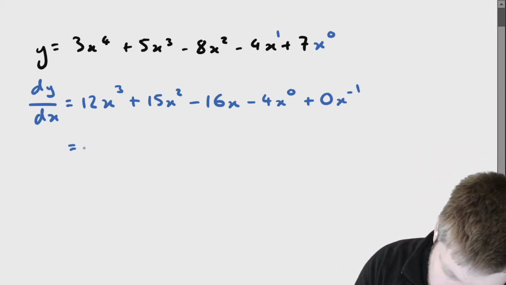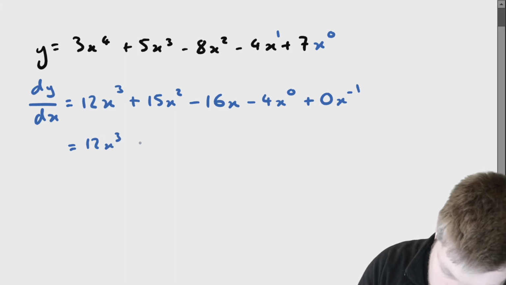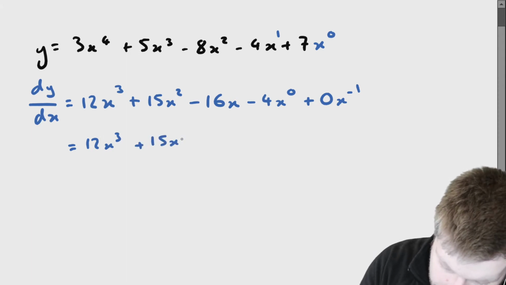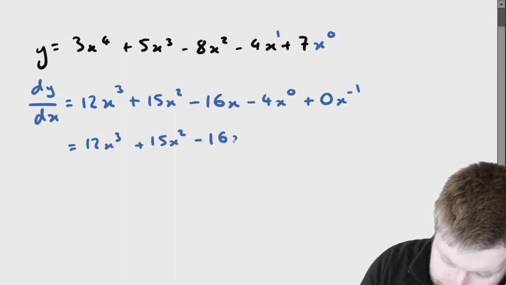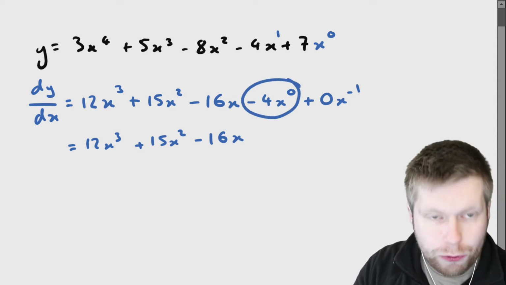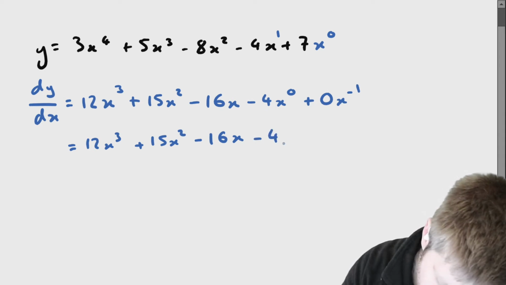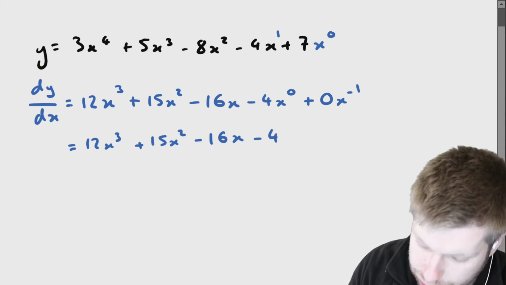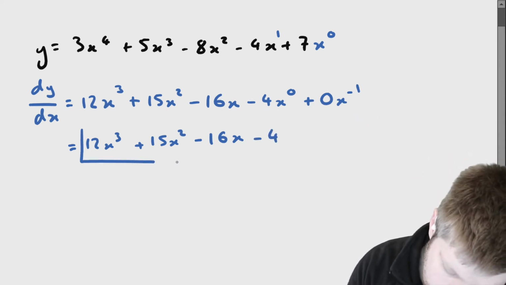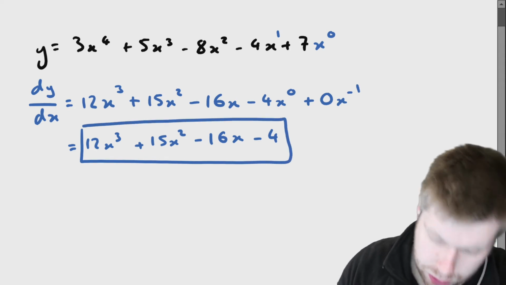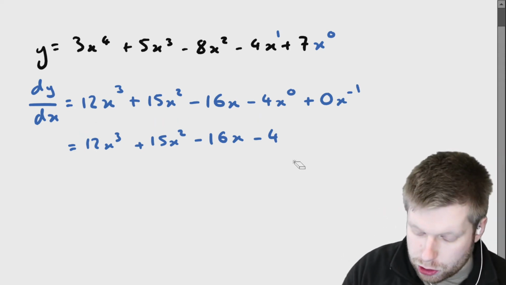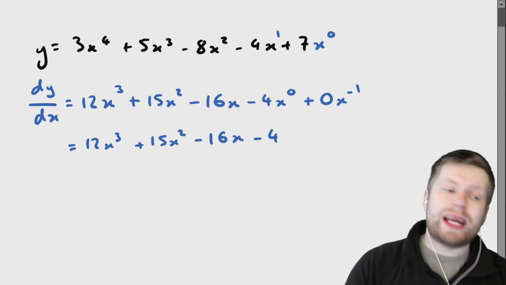So tidying this up slightly, 12x cubed I can't do anything with, 15x squared can't do anything with, negative 16x can't do anything with. The negative 4x to the power 0, x to the power of 0 is 1, so it's negative 4 times 1, which is negative 4. And then 0 times anything is still 0. So in other words, differentiating this function with respect to x, I get this function here, okay? Now this is my gradient function.